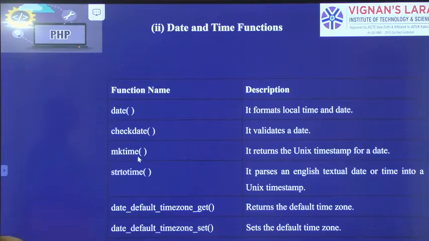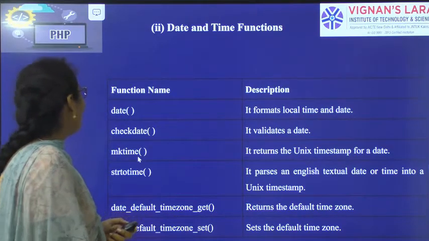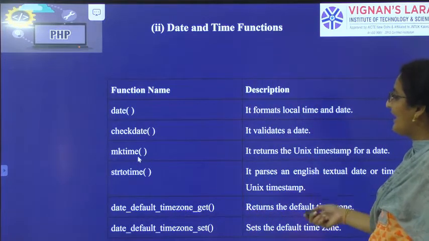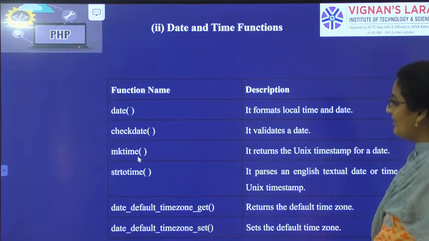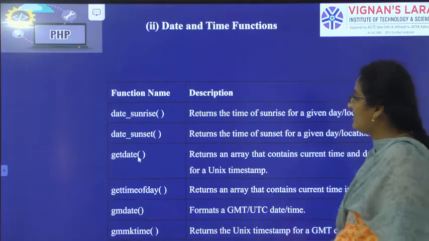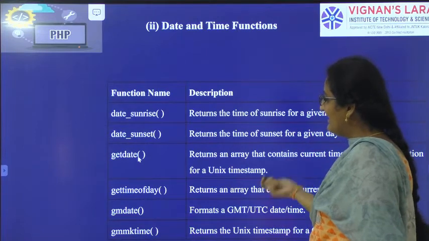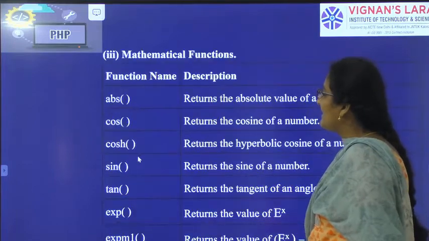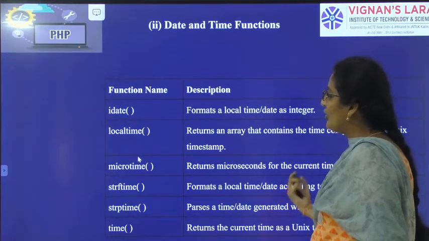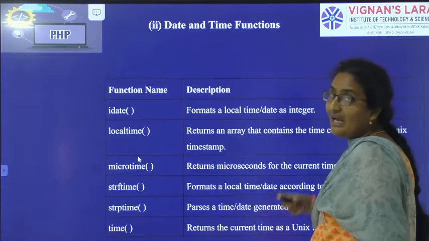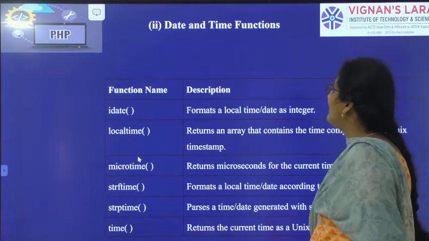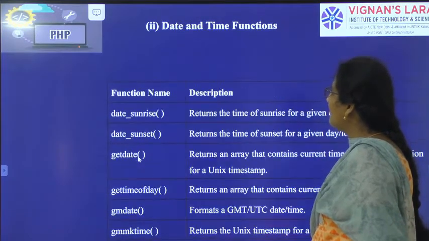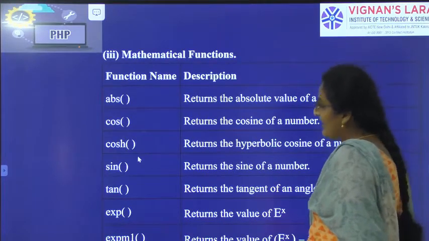So see here, the second category in predefined functions is date and time functions. So date, checkdate, mktime, strtotime, date_default_timezone_get, date_default_timezone_set, date_sunrise, date_sunset, getdate, gettimeofday, gmdate, gmmktime, idate, localtime, microtime, strftime, strptime. These are the date and time functions. So the first one is string manipulation functions, the second one is date and time functions, the third one is mathematical functions.